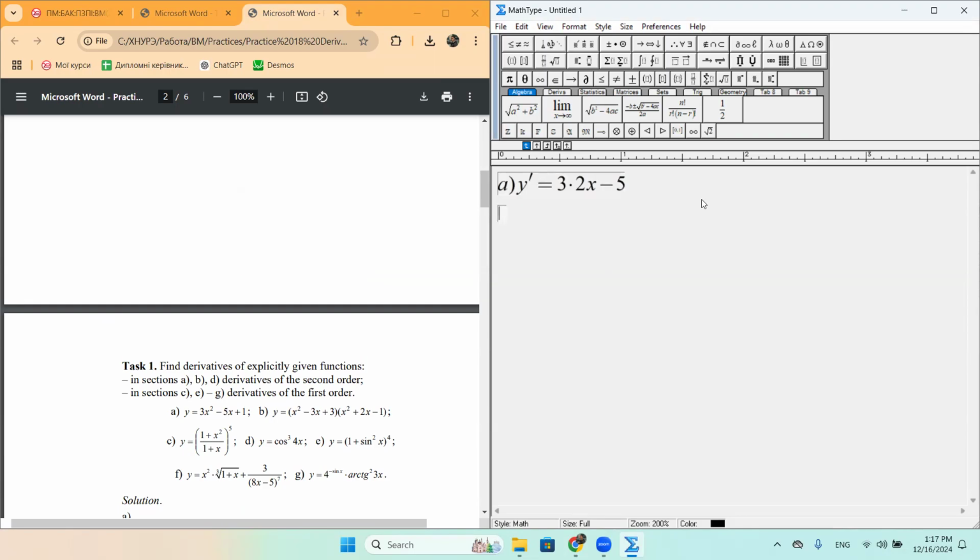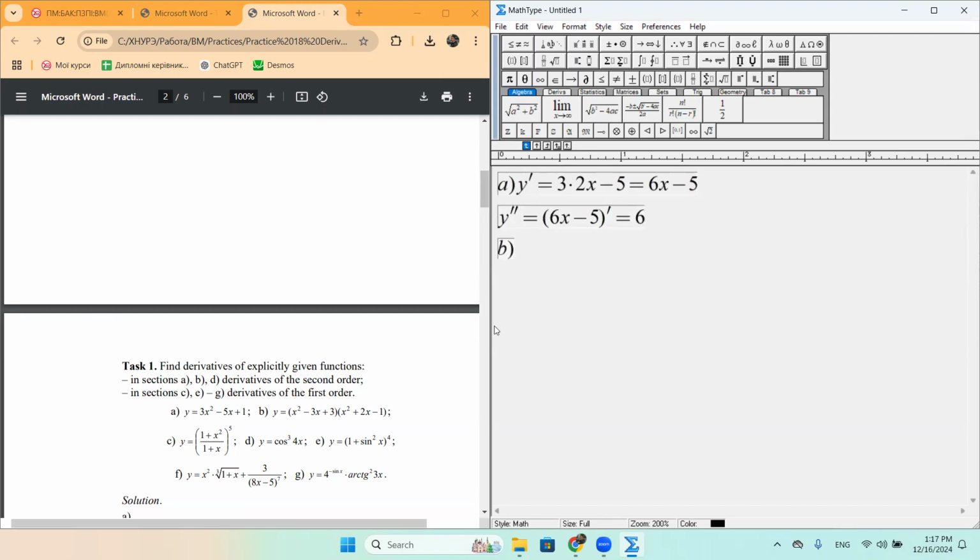And now we also need to calculate the second derivative. So we just differentiate the first derivative. We differentiate this expression, and it just equals 6. Any questions about this part? No questions. Okay, and now let's continue solving.